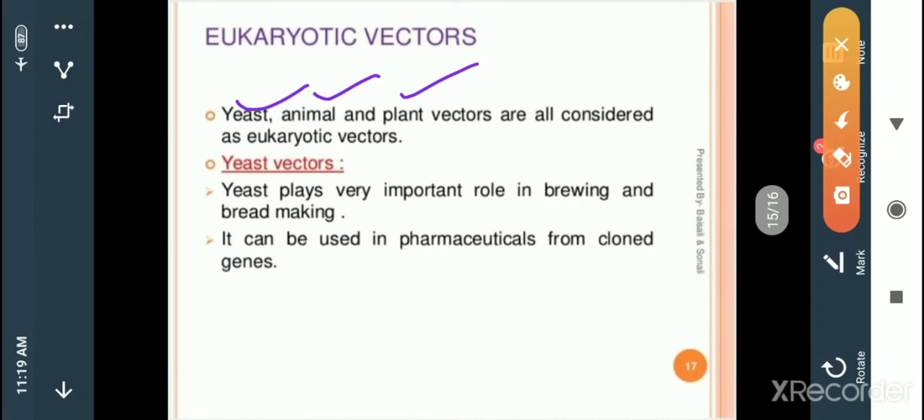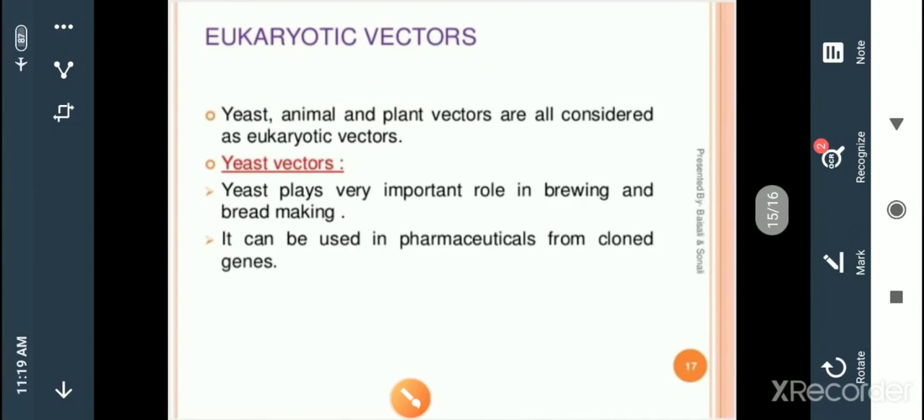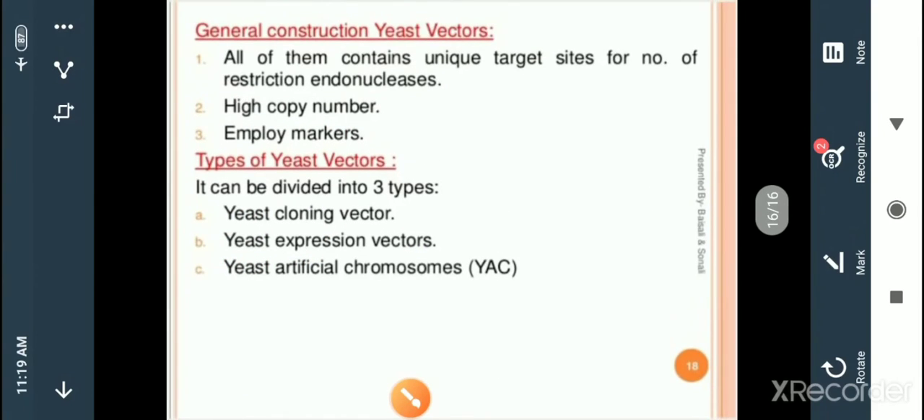Yeast plays a very important role in brewing and bread making. As we know, it is useful for fermentation in making beverages. It can also be used in pharmaceuticals from cloned genes. General construction of a yeast vector: what are the components present in a yeast vector?